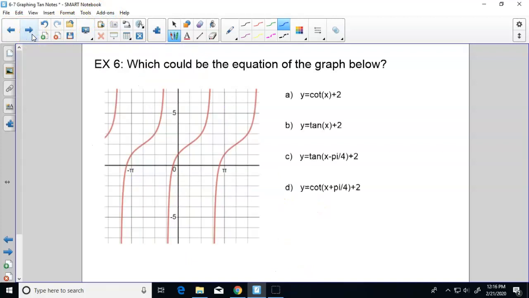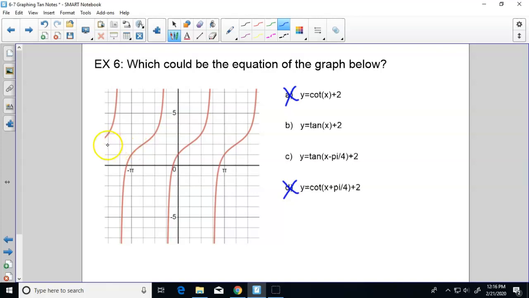Okay. So here's what some questions might look like that you might get here, which could be the equation of the graph below. So first of all, I've got cotangent and tangent. So I've got to remember that tangent is the graph that starts low and goes high. So this looks like a graph of tangent. It could look like a graph of cotangent if cotangent was flipped upside down, but cotangent does not have a negative in front of it. So I'm going to go ahead and mark out A and B. This is not the graph of cotangent.